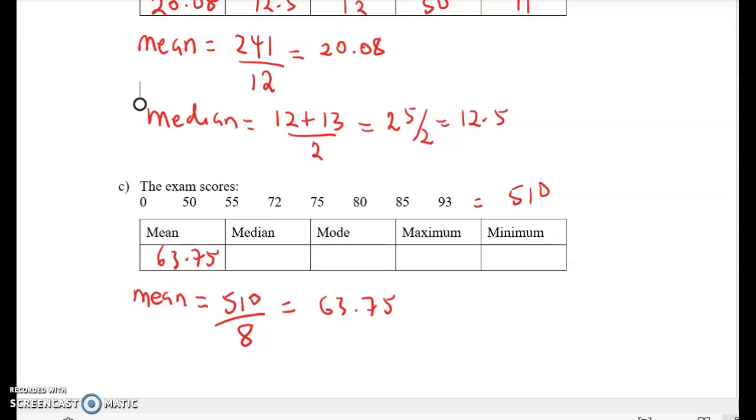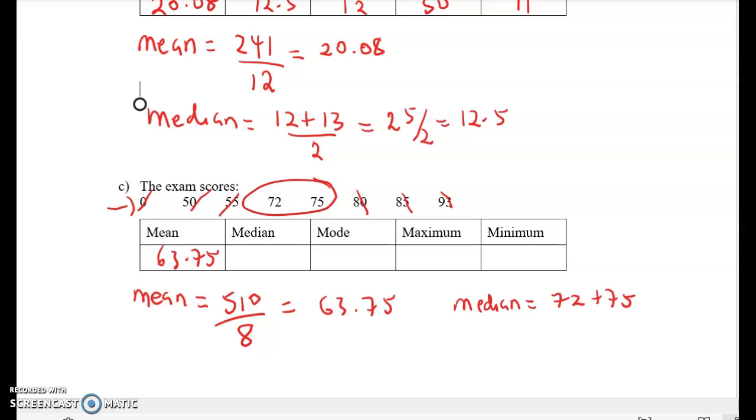To find the median, you arrange the data set in ascending order and you pick the middle number. This data set is already in ascending order, so we're going to cross out the lows and the highs each time. And the median is going to be the average of the two middle numbers. So this gives you 73.5.